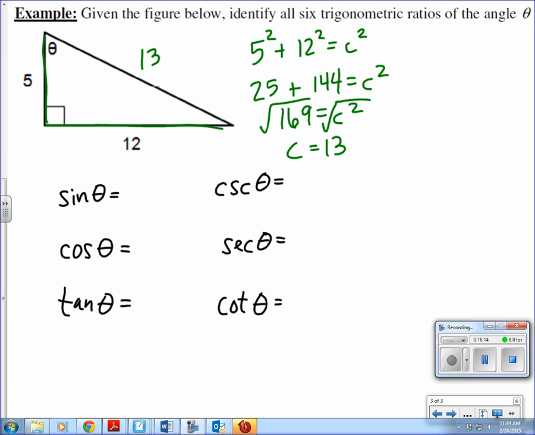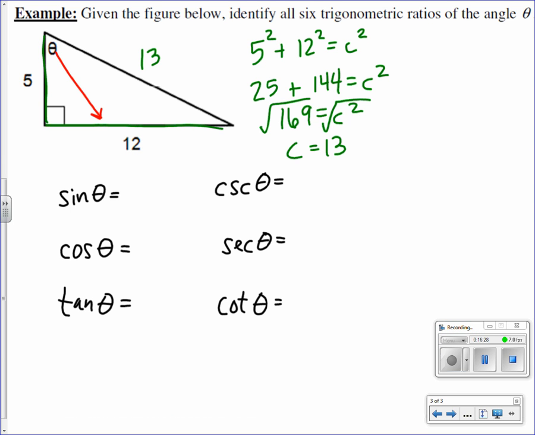So for the sine of theta and SOHCAHTOA, sine is what? Opposite over hypotenuse. So what's the opposite side of theta? What's directly opposite of that is the 12 over the hypotenuse that we found out earlier was 13. Right? Cosine of theta is the adjacent over hypotenuse. So the adjacent side is the 5 over hypotenuse 13.